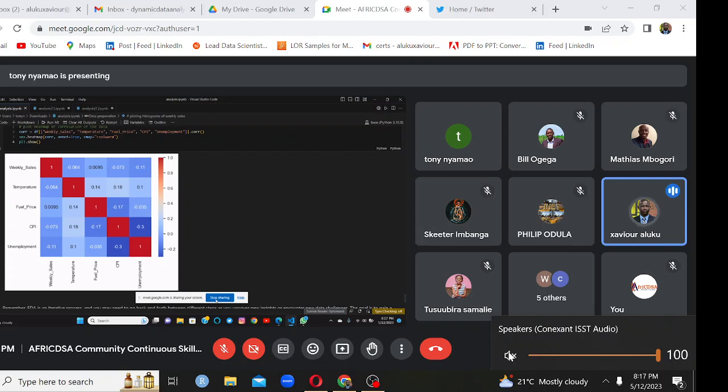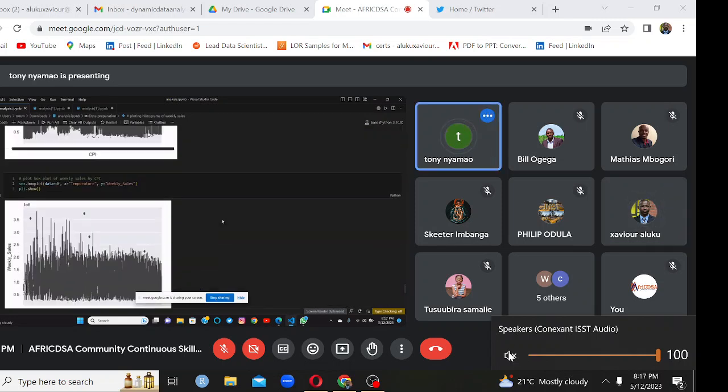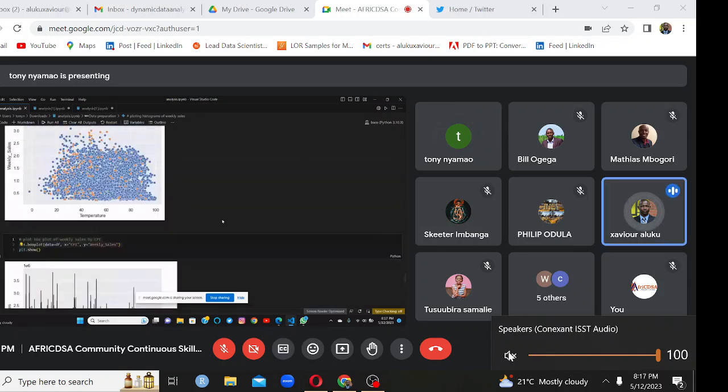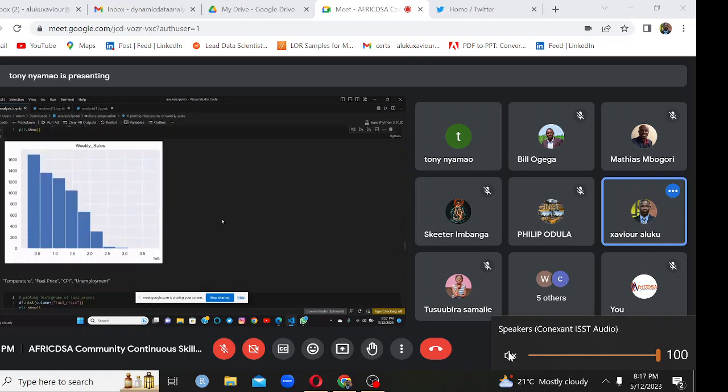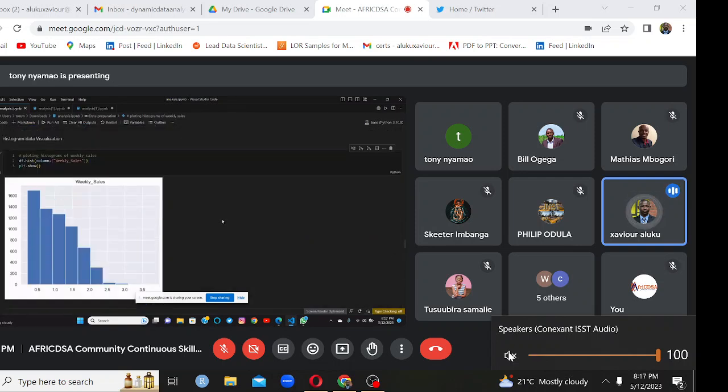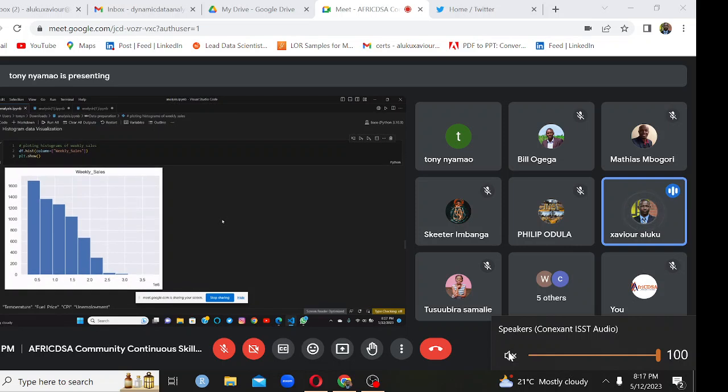Like when you plotted, go upwards a bit. The first plot, I think. Yeah, I think this one. What does it mean? You need to interpret what it means. Is it something that we will be using and so on?